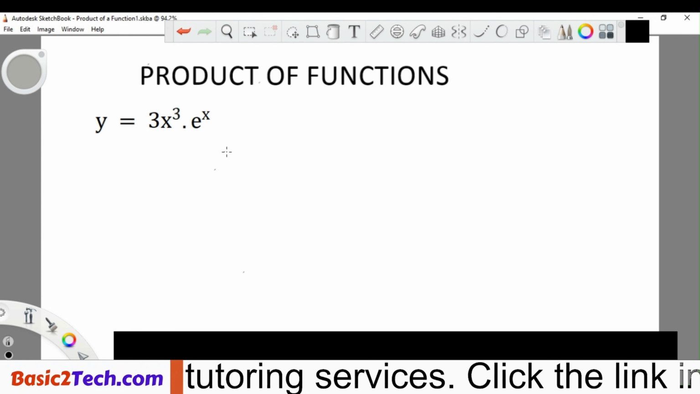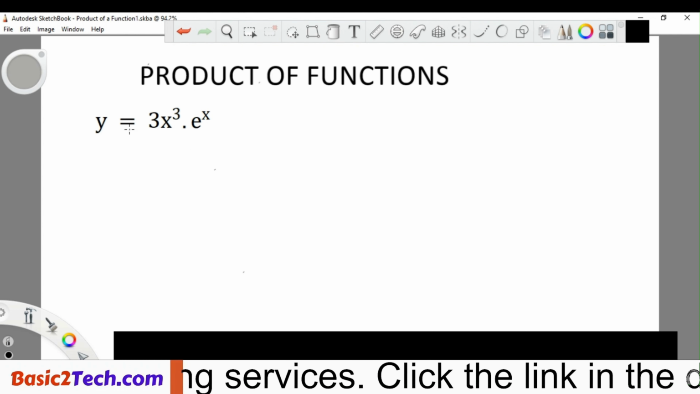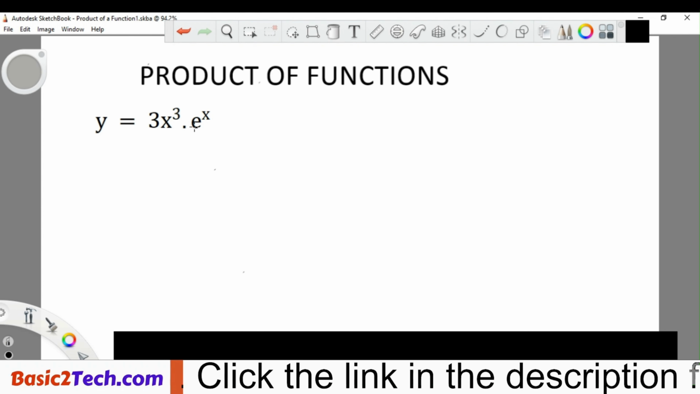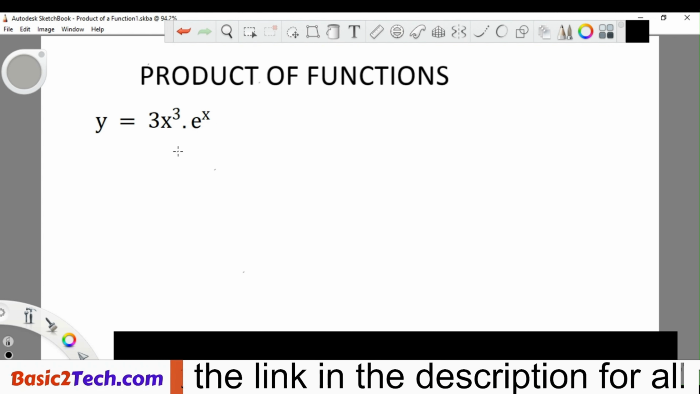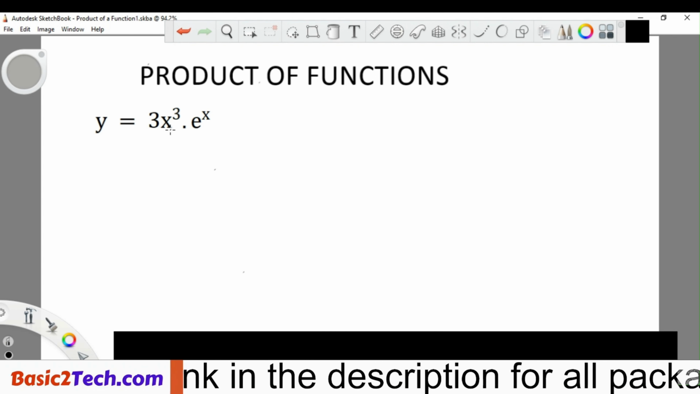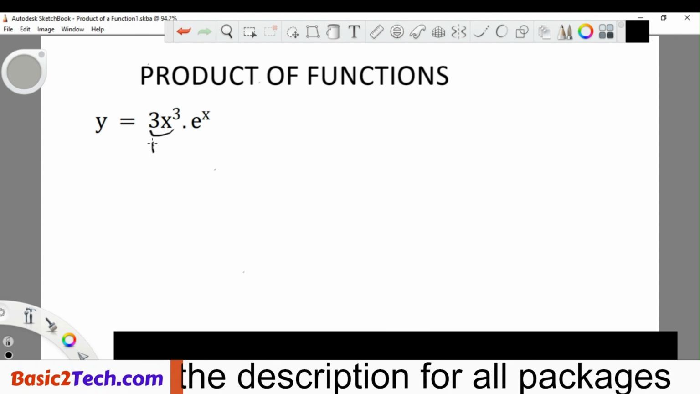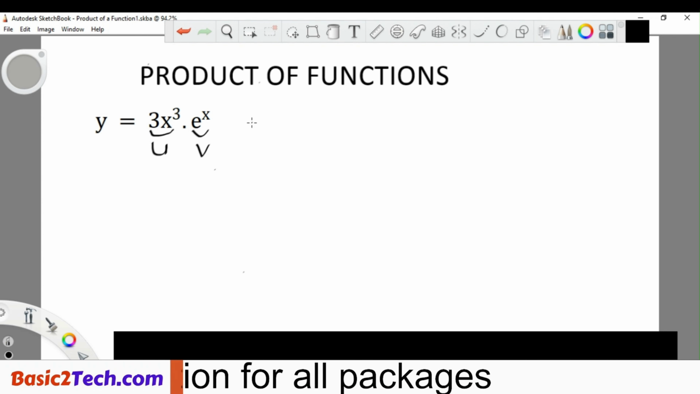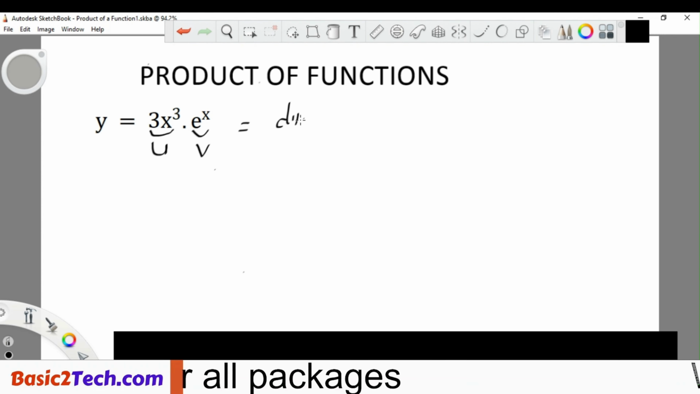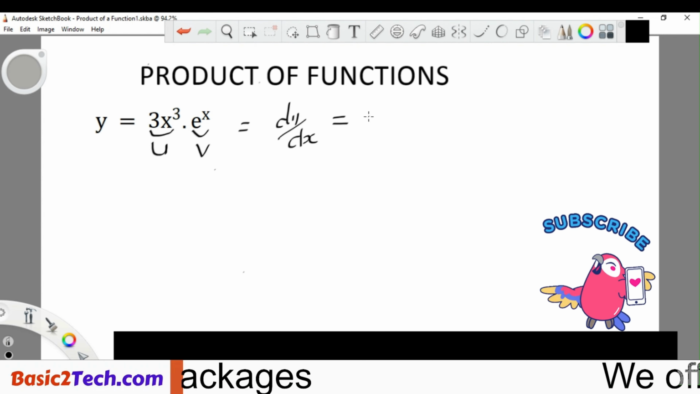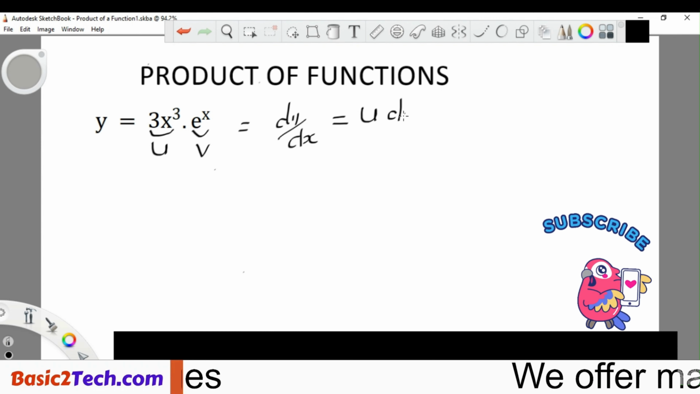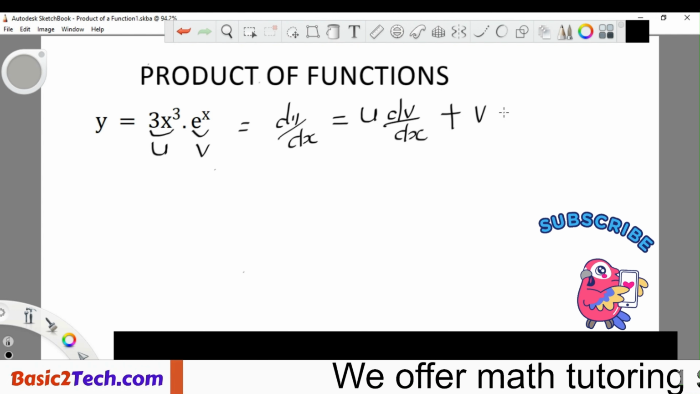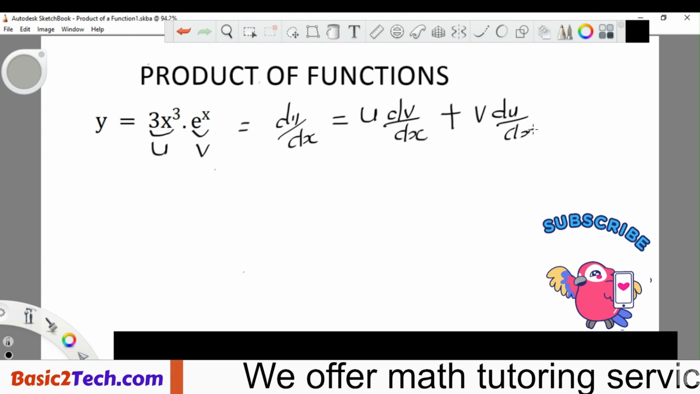Here is a good question. Differentiate y equal to 3x cubed times exponential x. Again, as you can see, this is a product of two functions. Here is our first function, we call it u, and here is our second function, we call it v. Remember the formula, which is dy/dx is equal to u dv/dx plus v du/dx.